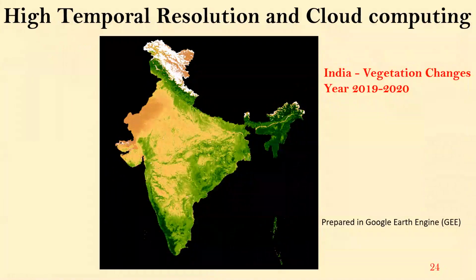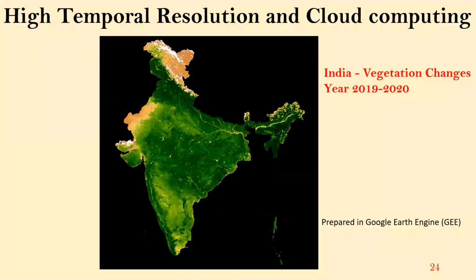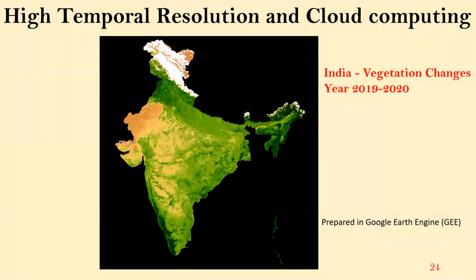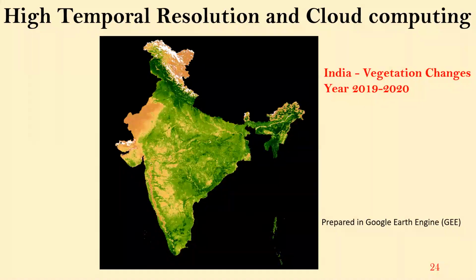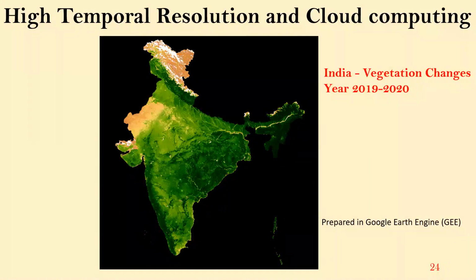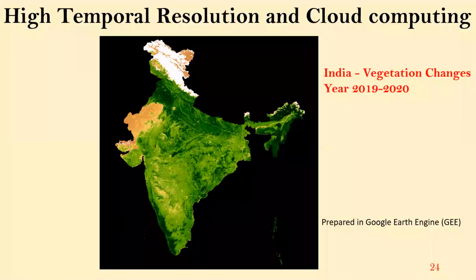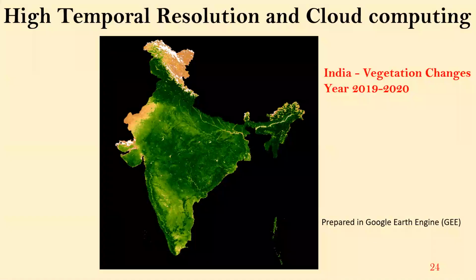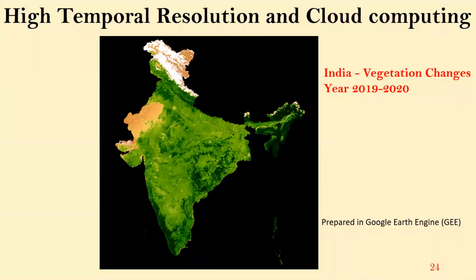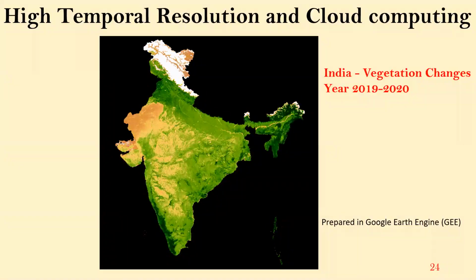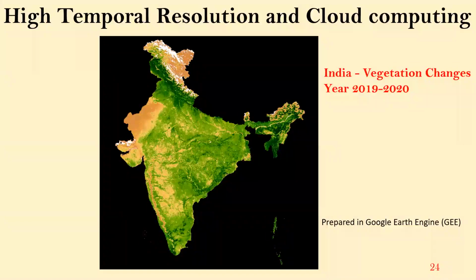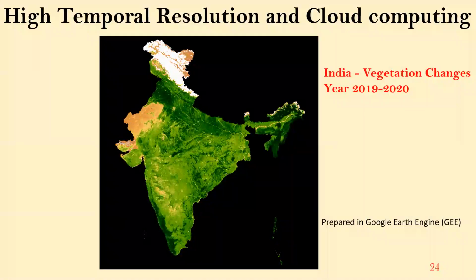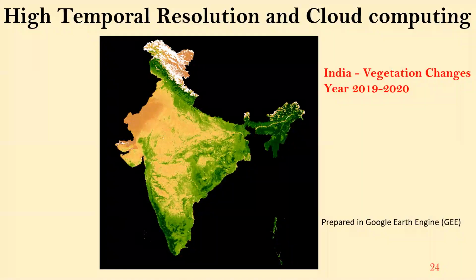And also the temporal resolution of satellites has increased. As I said, every day we are able to capture the changes happening around the Earth. And also the cloud computing facilities increase the efficiency of image processing and analysis. The example you are seeing here is the vegetation change that happened over entire India during the year 2019-20, which was calculated in the cloud computing tool Google Earth Engine.